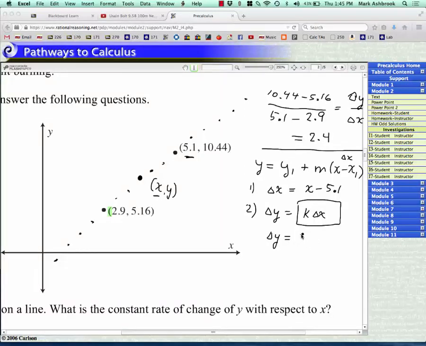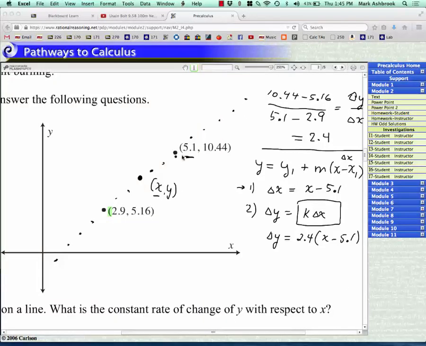And what is k? We found it. And what was our delta x? Faisal, keep going. What's delta x? -2.9. Not quite. So the whole point is we found delta x in step one, right? So what is delta x? x minus 5.1. That's right. Change in x starting at 5.1, ending at x.